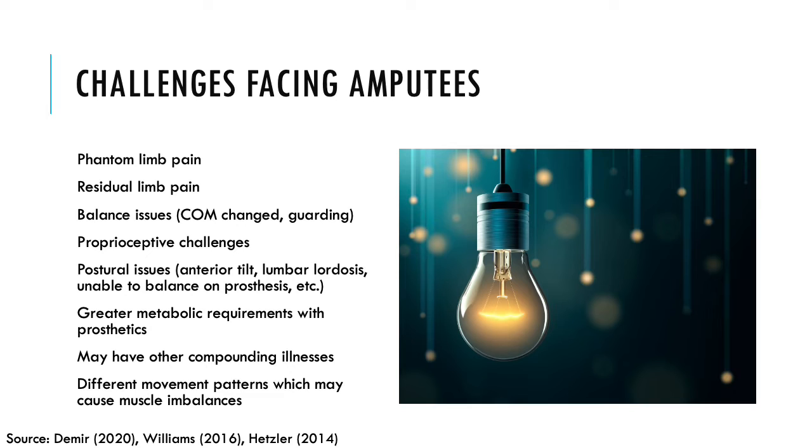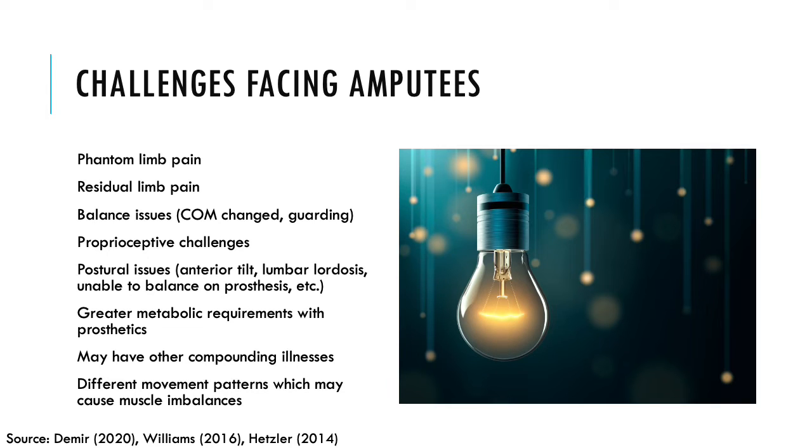They also will often experience residual limb pain, so excruciating pain within the stump or the remaining portion of that limb. They'll also often have balance issues, and this is because the center of mass is changed when a lower limb is amputated. Then they're also going to have proprioceptive challenges or changes, because if you're wearing a prosthesis, you're not going to be having that full sensation in the lower part of that limb. You're not going to be able to feel the exact terrain under your feet, for example.